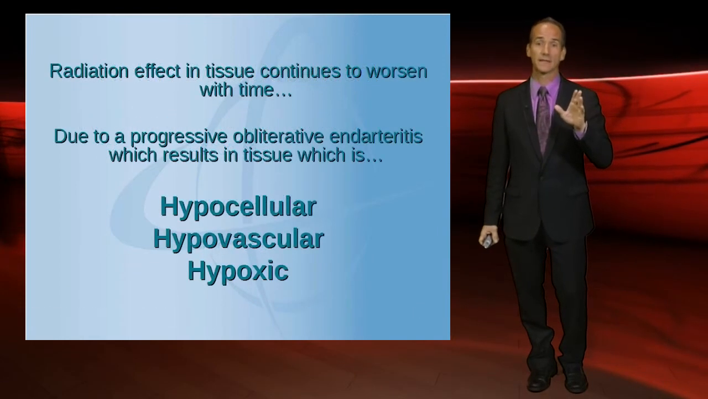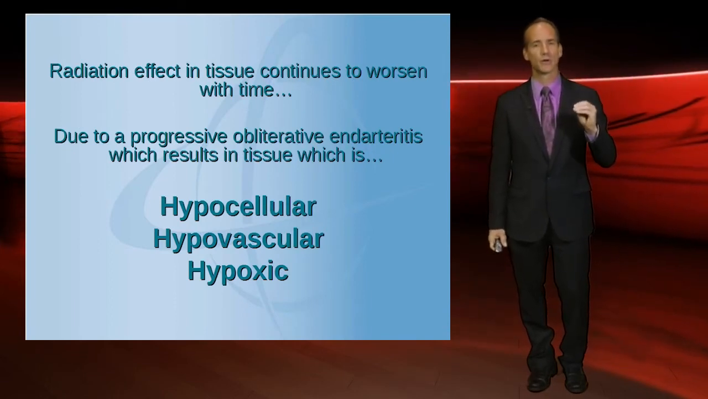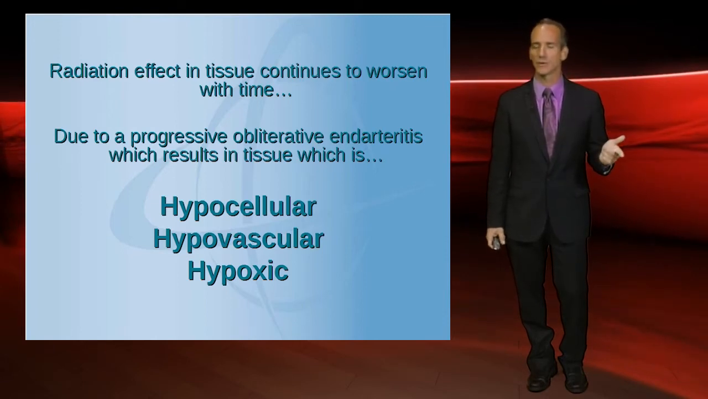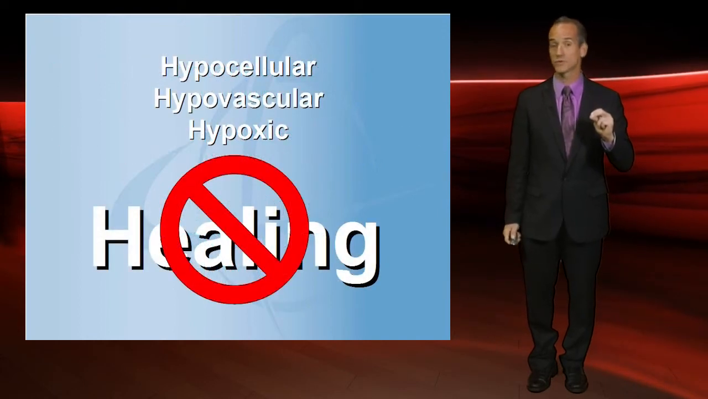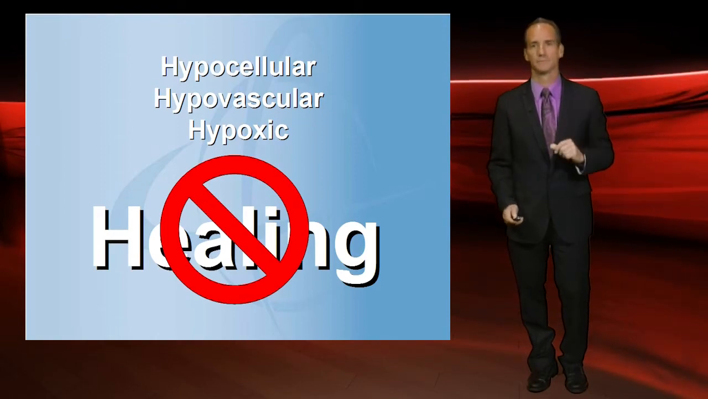The radiation effect in tissue worsens with time, and it's due to progressive ablative endarteritis, which results in hypocellular tissues, hypovascular, and the resulting hypoxic tissue. And if you're trying to get one of these wounds to heal, it's very, very difficult. They simply just do not heal.